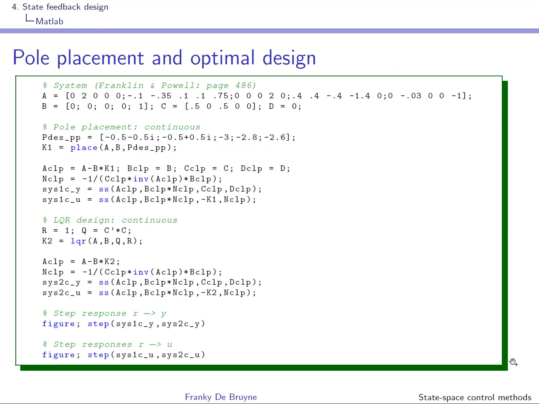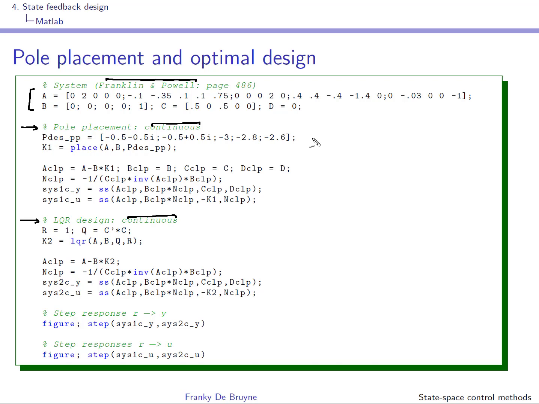So here you find an example in Matlab, and it's an example that I've drawn from the book of Franklin and Powell. As you can see, it's a system with one input and one output, and it has 5 states. You can see that there is a pole placement design and an LQR design. In first instance, we're working in continuous time, right? So here we do the pole placement.